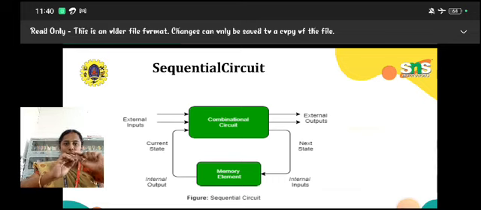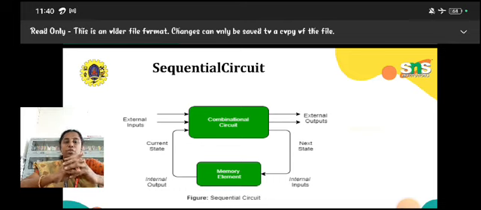In the combinational circuit, only the upper part is present. The inputs are given to the combinational circuit and the output is taken from the combinational circuit. Along with this, in a sequential circuit, a memory element is added, and it forms a feedback, that is, the output is given to the next state of the input.